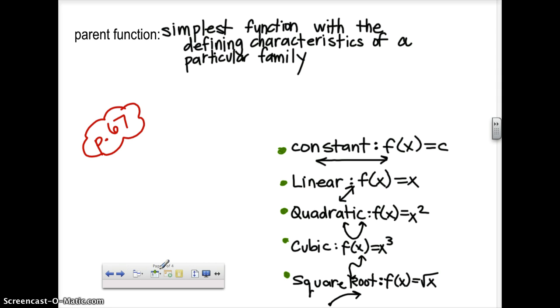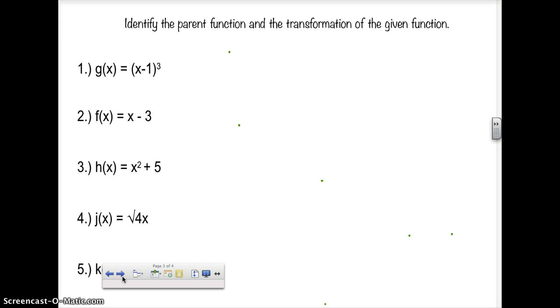So, let's look through some examples. We need to identify the parent function and the transformation of that function. What is the parent function, and then what did we do to that function to get to what's up on the board right now? The first one says g of x equals x minus 1, that quantity, to the third power. Whenever we see something to the third, that is our clue. This is a cubic function. That means the parent function is x to the third, regular.